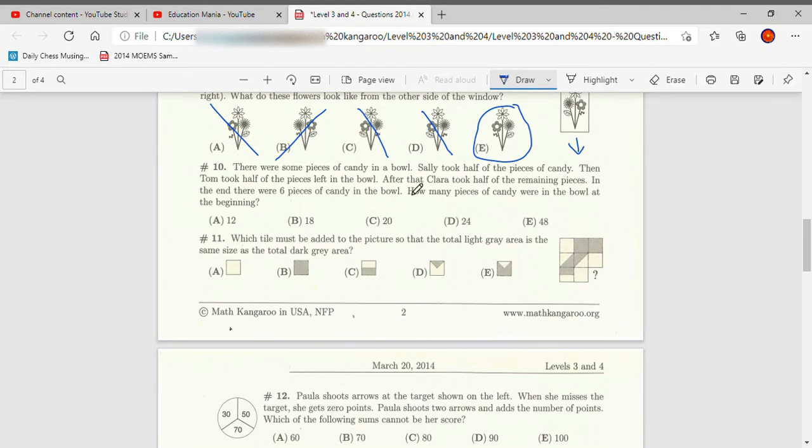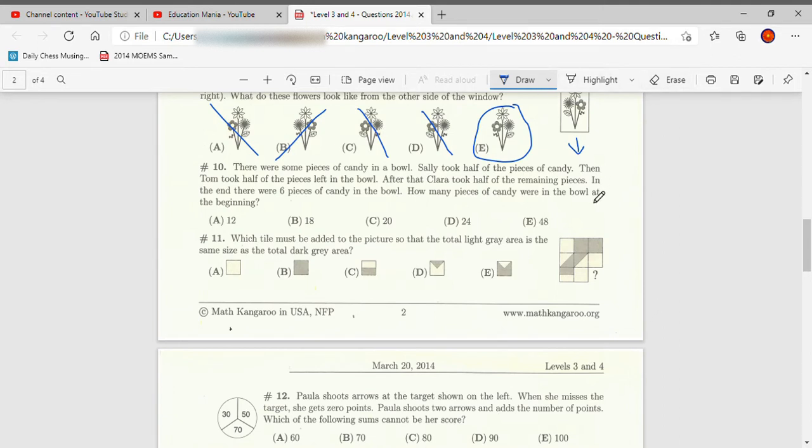Number 10. There were some pieces of candy in a bowl. Sally took half of the pieces of candy. Then Tom took half of the pieces left in the bowl. After that, Clara took half of the remaining pieces. In the end, there were 6 pieces of candy in the bowl. How many pieces of candy were in the bowl at the beginning?